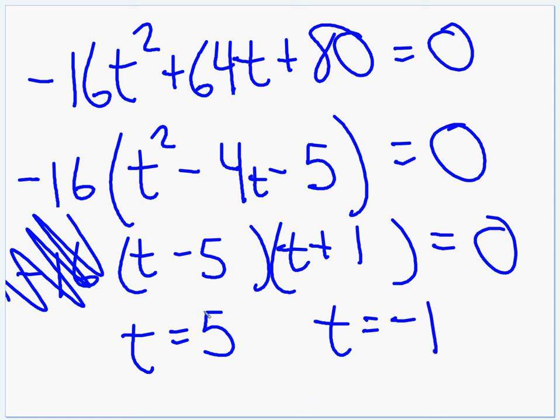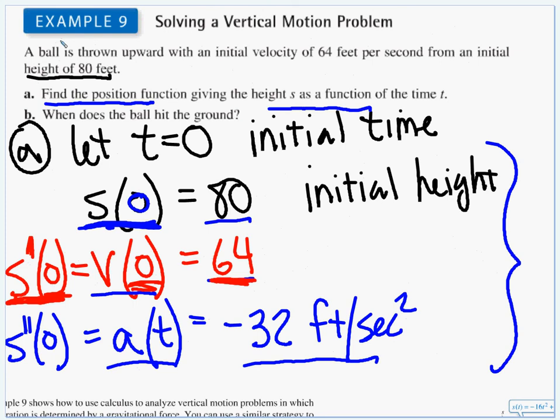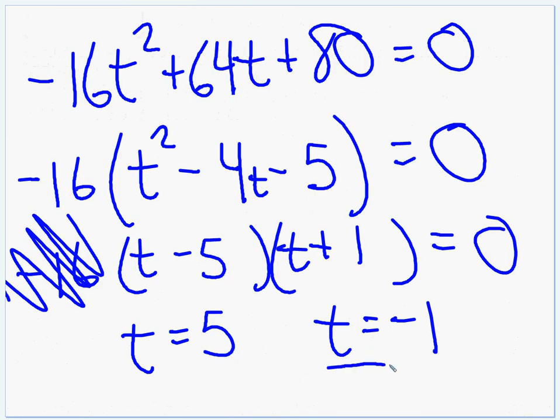Now remember, do these make sense? Our question was, when does the ball hit the ground? Does it hit the ground negative 1 seconds after we throw it? No. No time travel here. That is a nonsensical answer. Here is our answer: t is 5 seconds to impact. 5 seconds to impact.